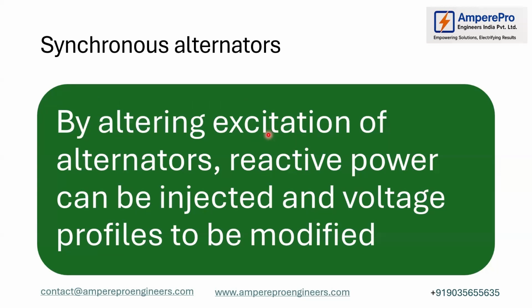You know that in alternators, by altering the excitation of the alternator, reactive power can be injected and the voltage profile can be modified. In an alternator there is something called an exciter. By altering the excitation of that alternator, reactive power can be injected and voltage profiles modified. That we can do.